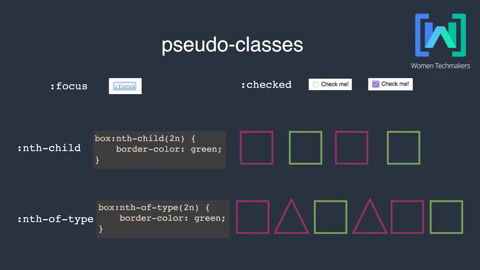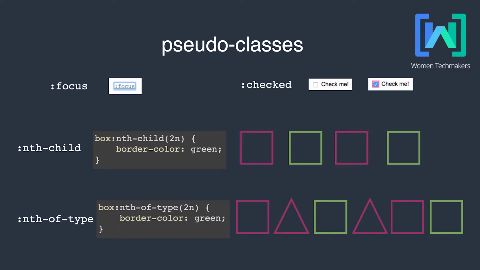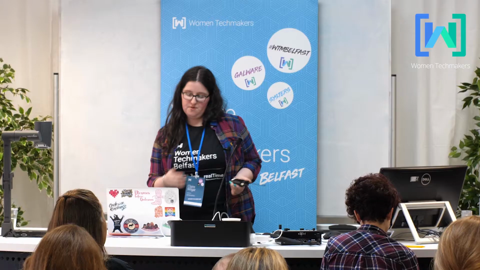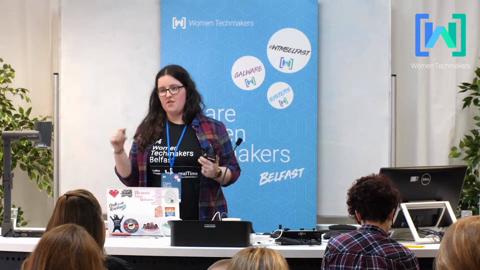And then the lower examples are nth-child and nth-of-type. In this case, the first one is nth-child being 2n, so every second one is green. They're pink by default, but every second one is green. The second version of that is nth-of-type, so every second square in that example would be green. Even though it's the third shape along, it's the second square. So it's just a way to be a little bit more specific without having to add a bunch of classes or count things out in JavaScript.